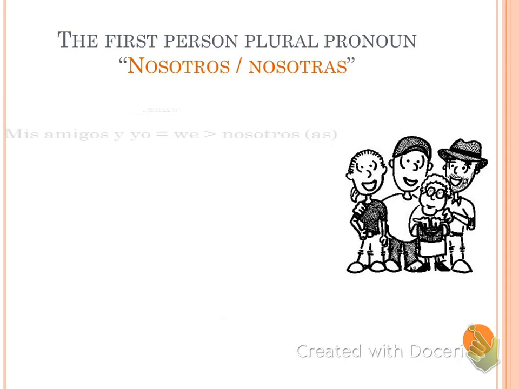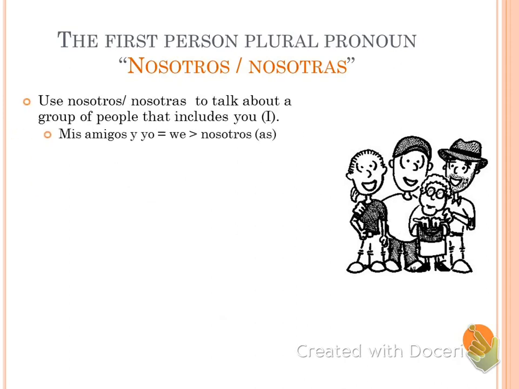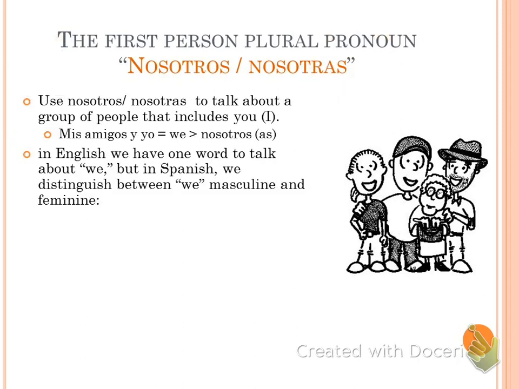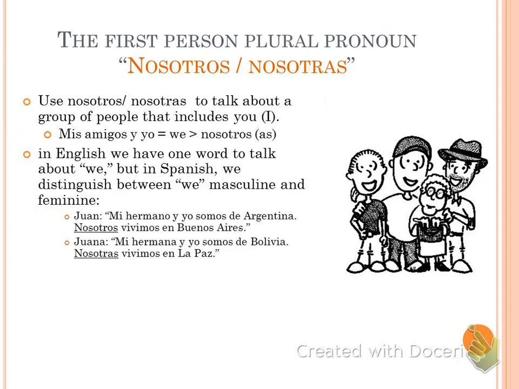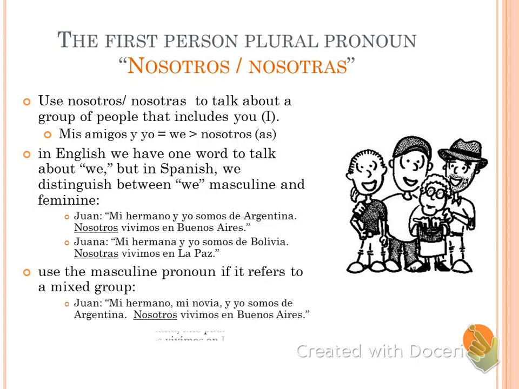Nosotros and nosotras are your words for we. Again, you're just making a distinction between masculine and feminine there. A whole bunch of friends and I becomes we. We went over that one. In English, again, we only have one. And a couple of examples. Now, if we're only talking about guys, then it's nosotros. If we're only talking about girls, nosotras. If we're talking about mixed gender, what's the rule? Masculine plural. Right, good.